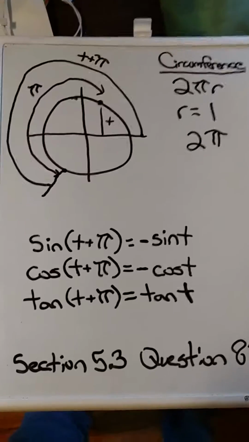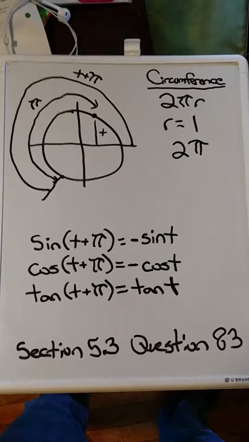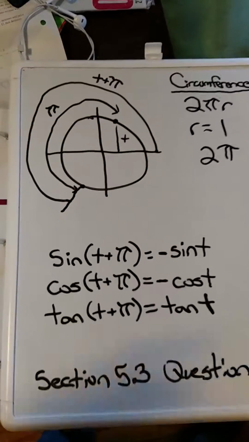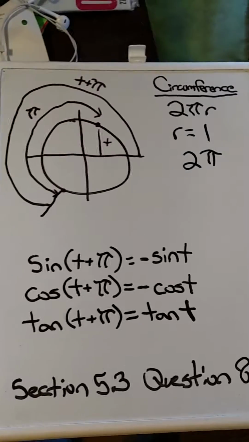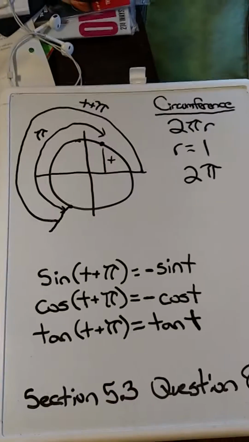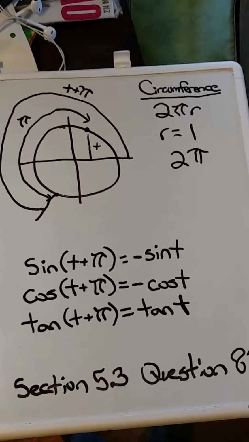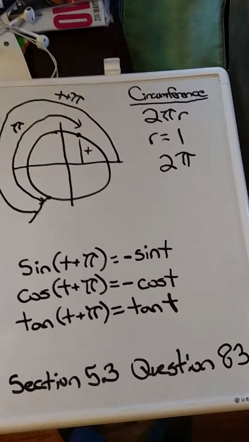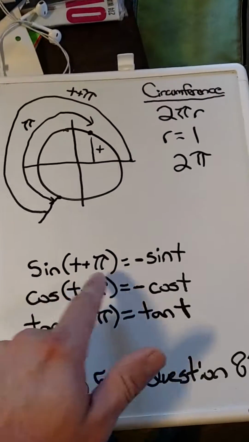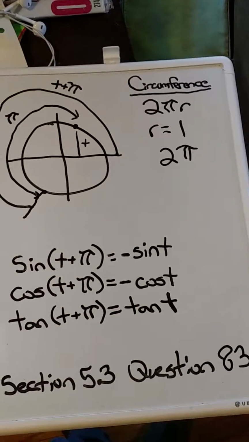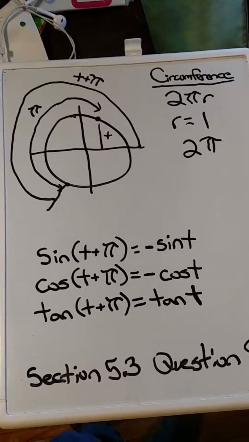Alright, hello everyone. I did section 5.3, question 83, and what they ask us is to prove how a reduction formula will work for the sine, cosine, and tangent functions here, where the reduction formula is actually going to reduce the amount of terms that you have in order to simplify the equation.